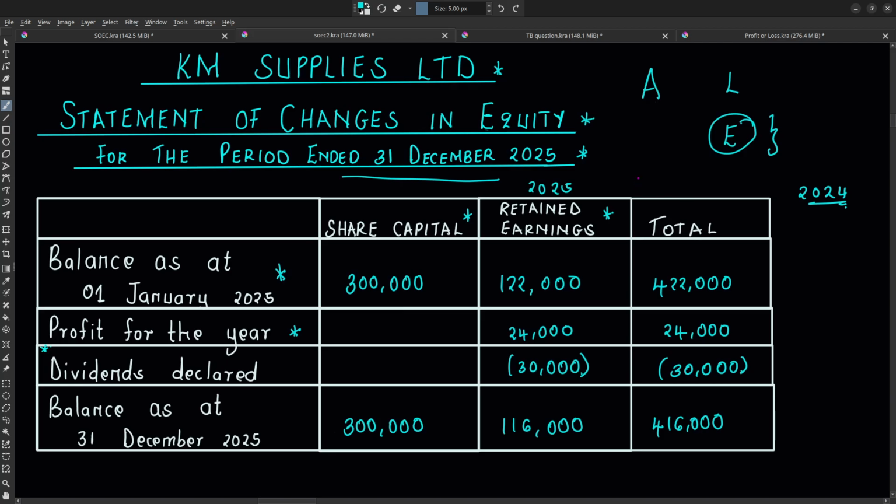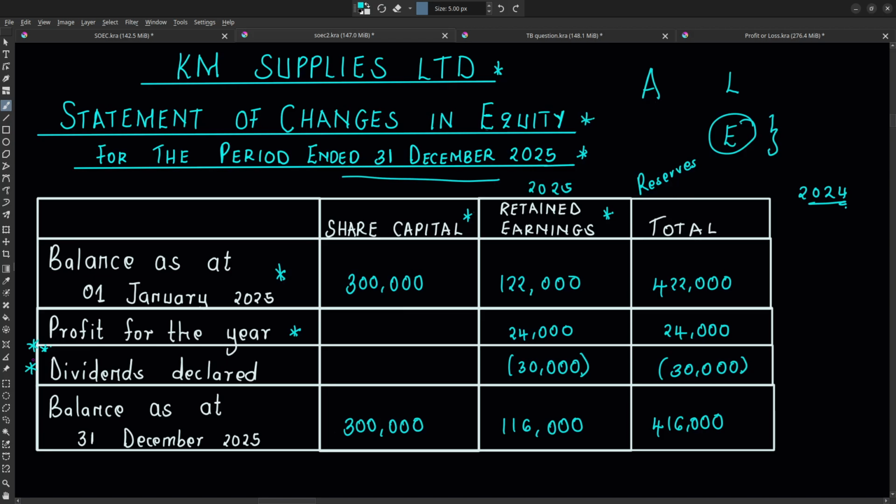If we had reserves, we could have another column for reserves, indicating the specific reserves for that business. If we had, for example, shares issued during the period, we could have another row for shares issued, and also another row for shares repurchased if we had such a scenario.